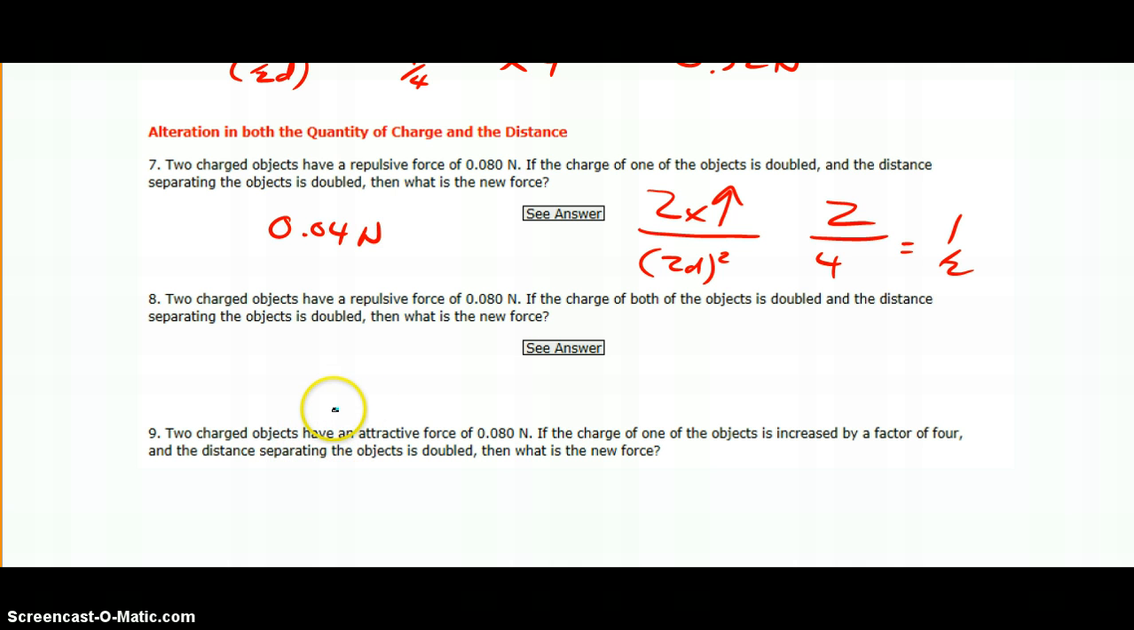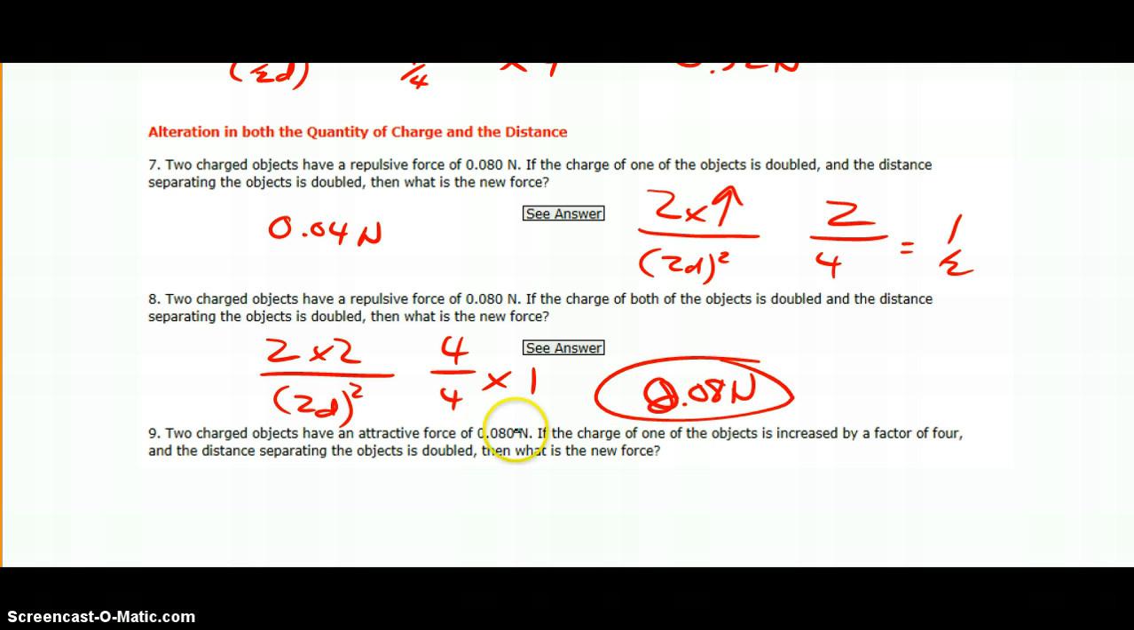Okay, now this time we're doubling both charges, and we're doubling the distance. So we're going to have 2 times 2, which is an increase of 4, and then we have to divide by 2 times the distance squared. Well, 2 squared is 4. So essentially in the end we're going to multiply by 1. So we're back to 0.08 newtons, no change.